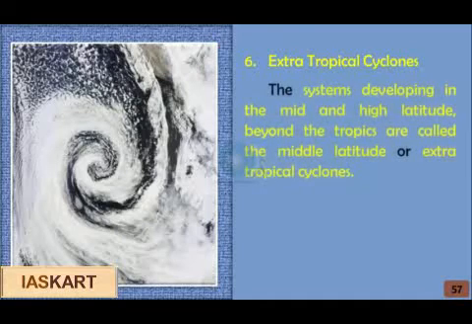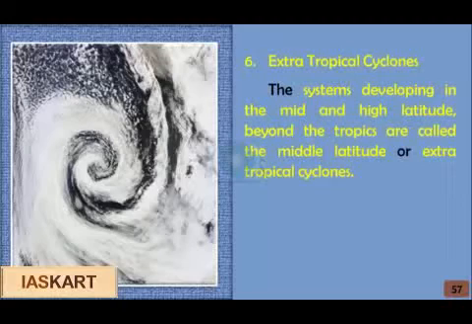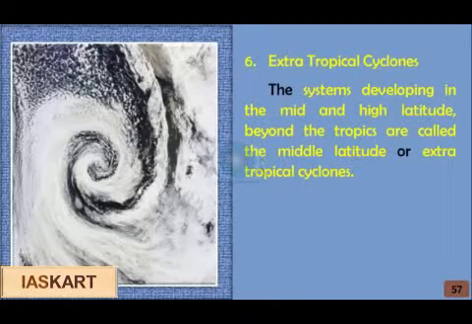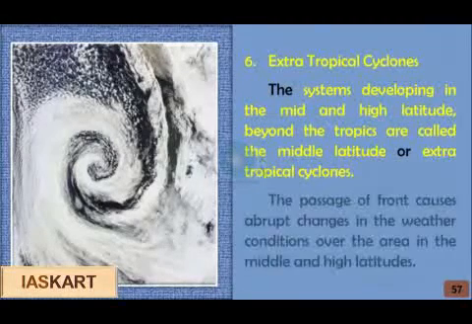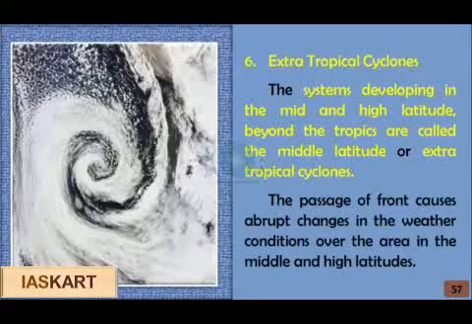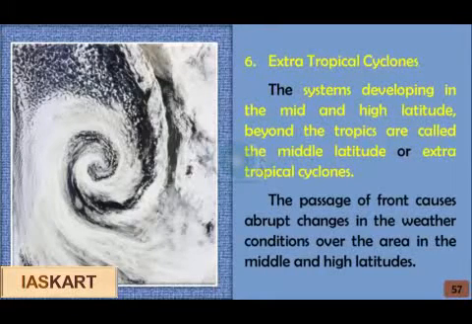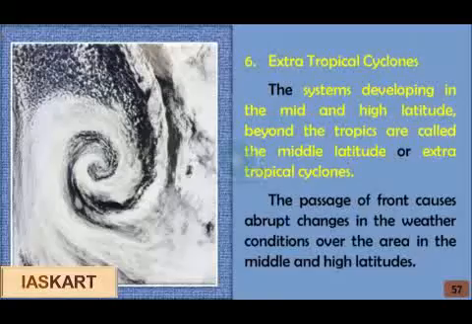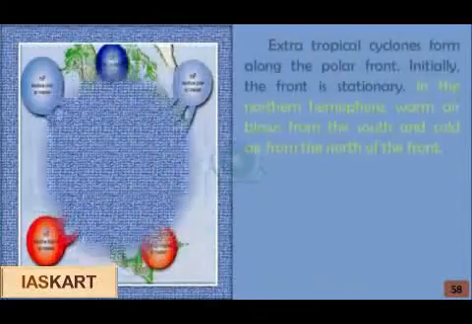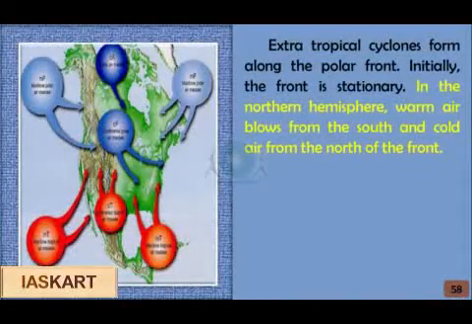Extratropical cyclones. The systems developing in the mid and high latitude beyond the tropics are called the middle latitude or extratropical cyclones. The passage of a front causes abrupt changes in the weather conditions over the area in the middle and high latitudes. Extratropical cyclones form along the polar front.